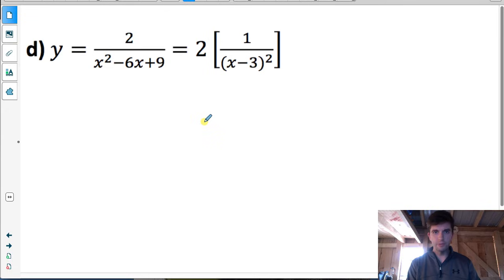Okay, part D, the last one. This one is going to be the third scenario for a reciprocal quadratic. So we did one that had 2 vertical asymptotes, one that had 0 vertical asymptotes.